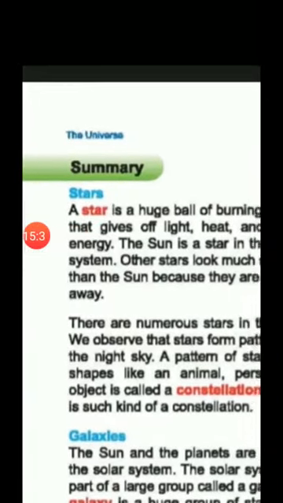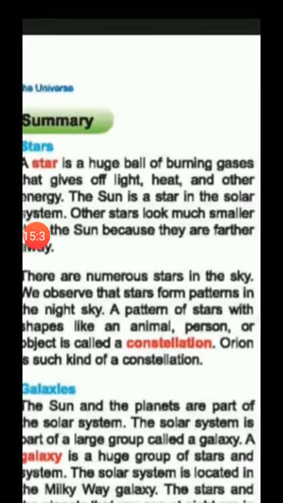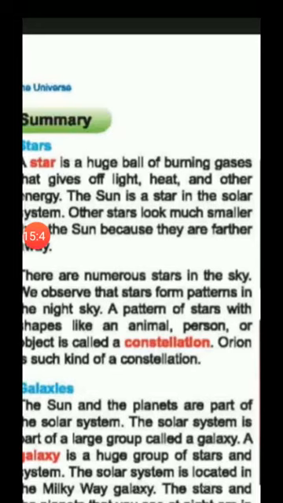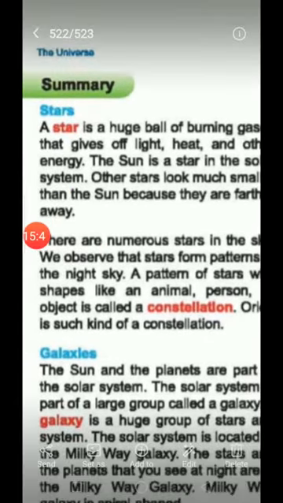Next page, summary. Look, stars. I told you before that a star has its own light, but a planet has no light of its own. A star is a huge ball of burning gases. Why is a star very bright? Because it is made of burning gases that give off light, heat, and other energy. All this gives heat, light, and energy.